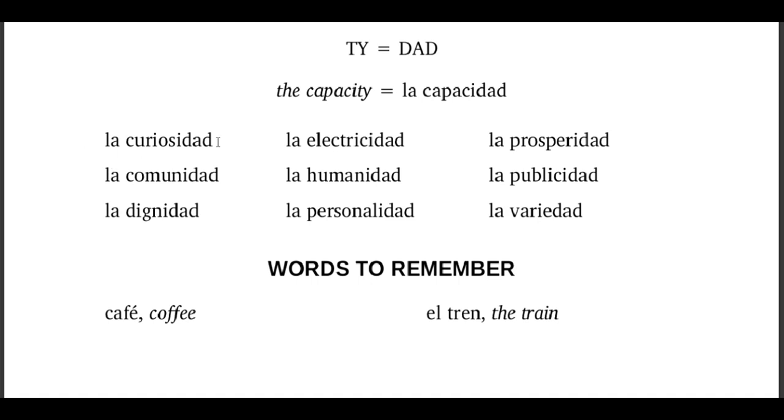So we have la curiosidad, curiosity. La comunidad, community, the community. La dignidad, the dignity. La electricidad, the electricity. La humanidad, the humanity. La personalidad, the personality. La prosperidad, the prosperity. La publicidad, the publicity. La variedad, the variety. Wonderful.